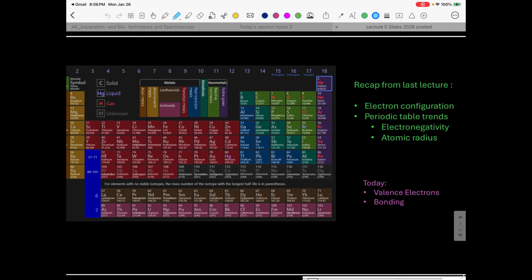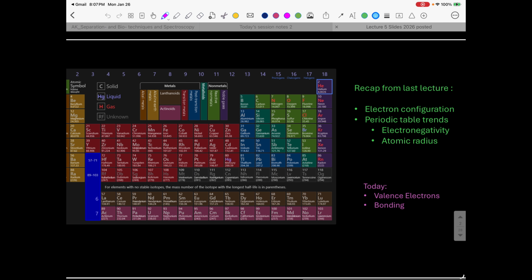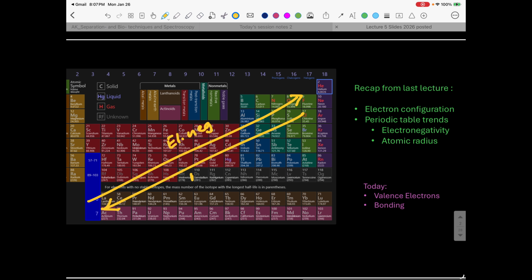So just to recap from what we did last week, we looked at the electronic configuration, we looked at periodic table trends, especially electronegativity and atomic radius. And if you remember, the electronegativity increases from the left corner to the rightmost corner. So that's electronegativity. Whereas the atomic radius has the opposite trend, in that it decreases from the right top to the left bottom. So radius here, sorry.